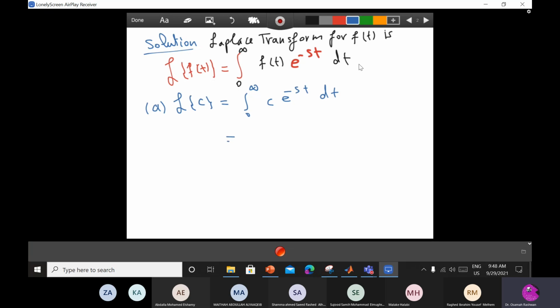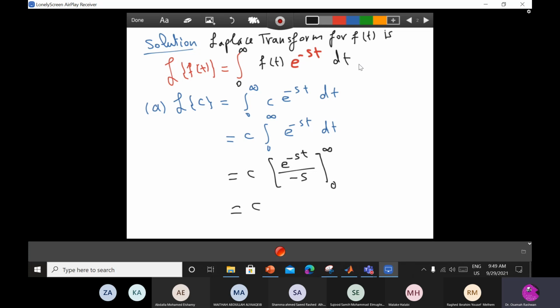When you have a constant, you take the constant outside the integration, okay? Because the integration is a linear operator. E to the minus st dt, okay? Now, what is the integration of e to the minus st? Guys? Is it correct? Yes. Yes, the same exponential function over the derivative of the power, right? With respect to t, of course. And this is the boundary of the integration.